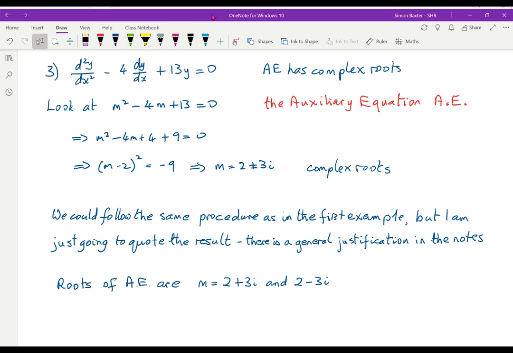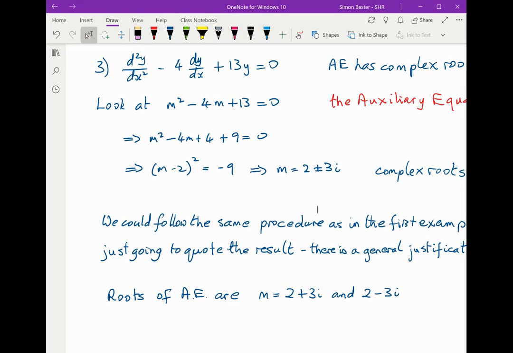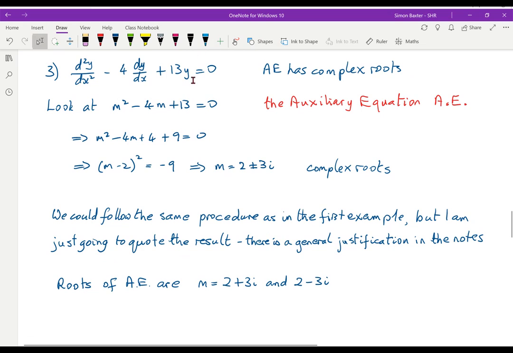Well, we've looked at what happens if we have distinct real roots of the auxiliary equation, and coincident real roots. The only other thing that can happen is we might have complex roots. So here I have an example where we have complex roots. Look at the auxiliary equation. Solving it quickly, we get m is 2 plus 3i or 2 minus 3i. We could follow exactly the same procedure through with complex numbers as in the first example, but all I'm going to do is just quote the result.